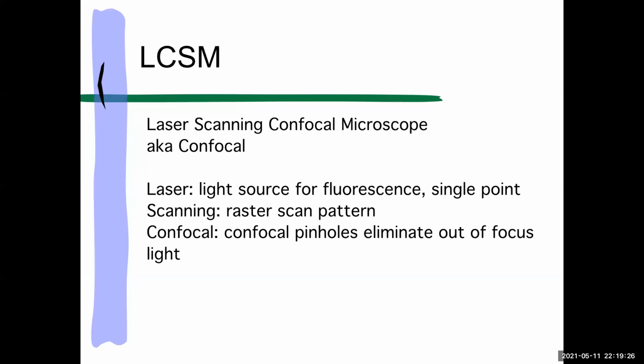Laser is the light source that you use for fluorescence. So confocals are about fluorescence. They're a fluorescence tool. And you're only illuminating, again, just a single point. Scanning. Well, how are you going to see your whole specimen if you only look at one point? You're not. You've got to move that point. And so you do it in what's called a raster scan pattern that I'll show you on the next slide.